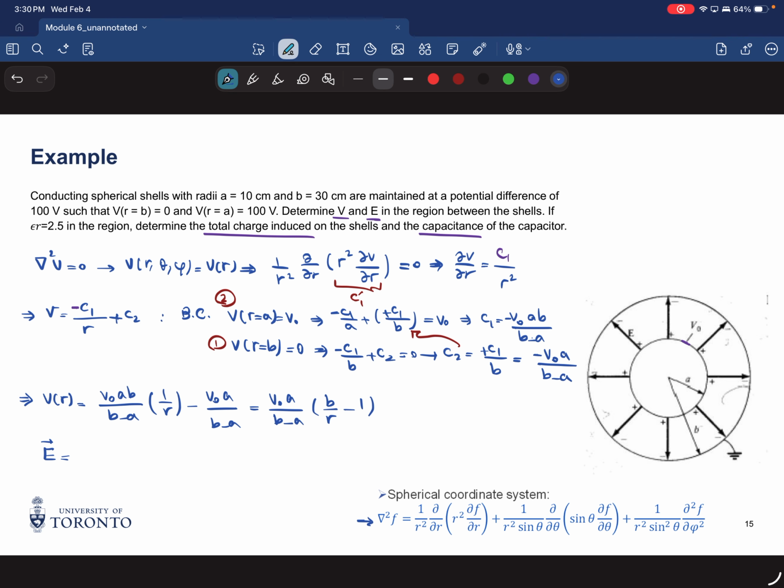Negative gradient of V. Thank you, yes. And since V is just a function of R, it's quite easy. We just need to take the derivative of V in the R hat direction. So that would be V naught A, B minus A, and then minus B over R squared, R hat.